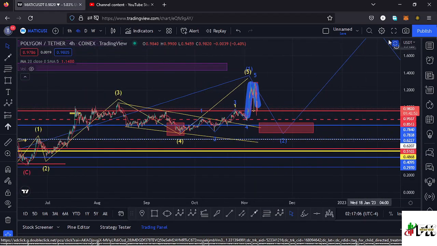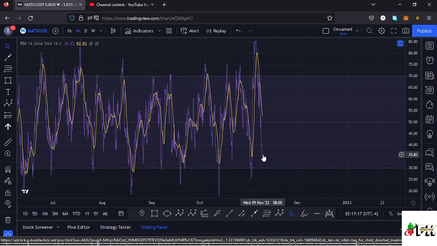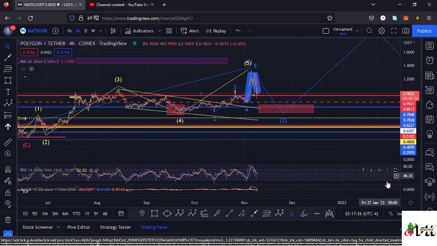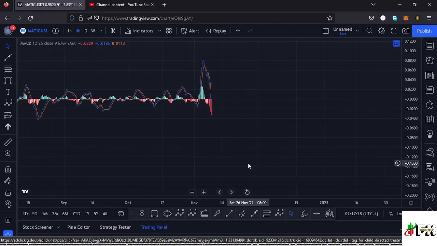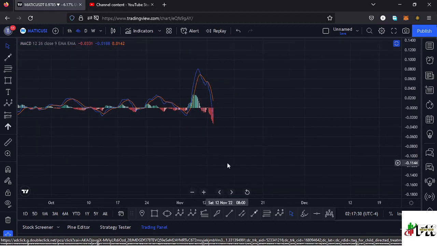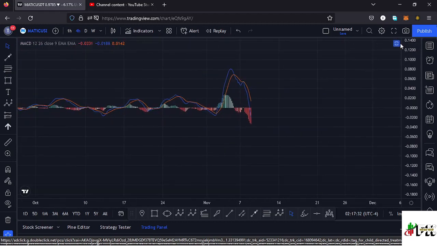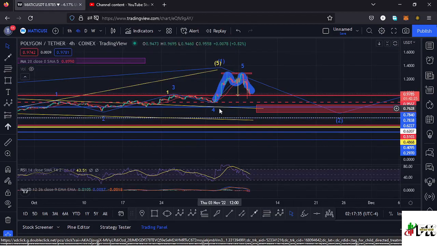Also taking a look at the indicators, on the RSI we are trading at around the 35 mark, meaning we have a bit of room for us to support any movements to the lower side before we get into the oversold region. Also taking a look at the MACD, here on the MACD you have printed a bearish cross, and that means lower prices are coming our way. So let's be patient and see how that plays out, and I'll keep you updated.